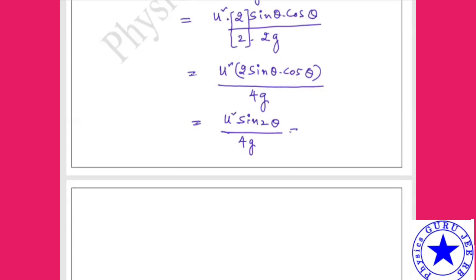Now what I'll do is write 1 by 4 into u square sin 2 theta divided by g. So how much will you get from this one? What do you call that? Anybody? U square sin 2 theta by g, range. Very good. So it is called range.